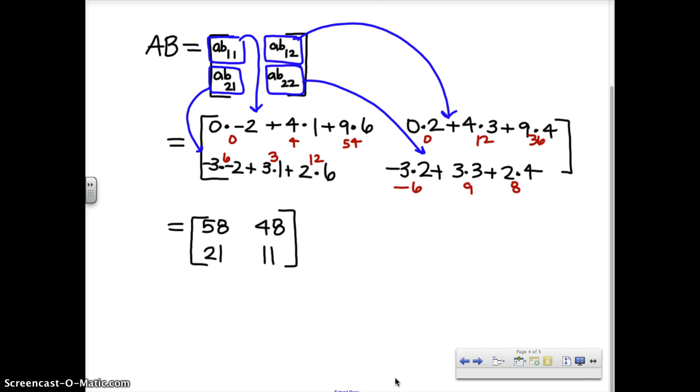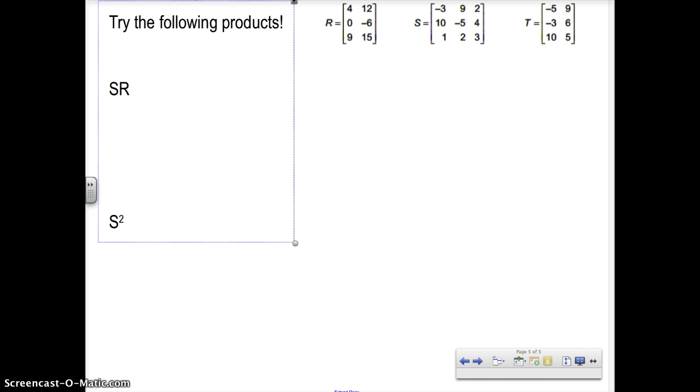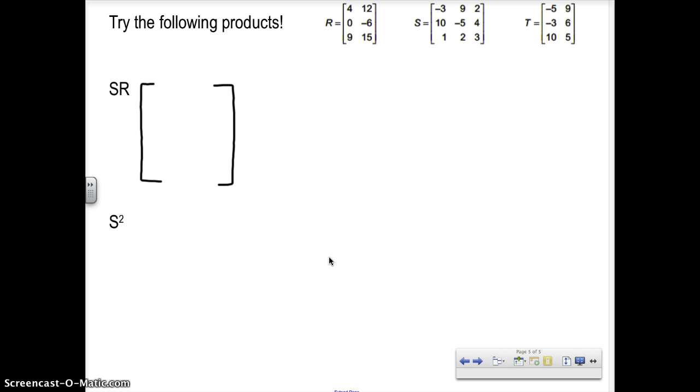Now I want you to try. Both of these are products that can be done. Okay? And in fact, you already know what the dimension should be. SR, when you multiply those, should have dimensions 3 rows by 2 columns. Okay? And S3 should be 3 rows by 3 columns. Okay? So let's see what you can make happen.